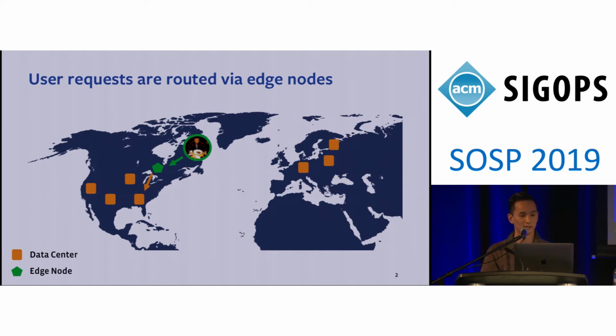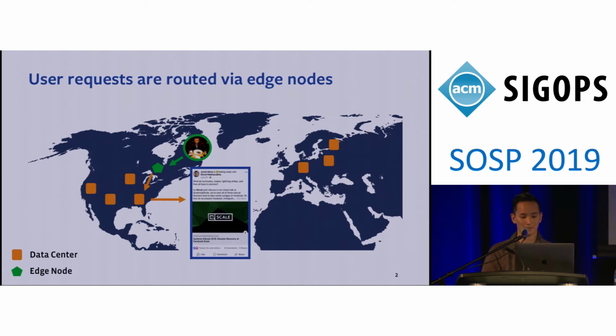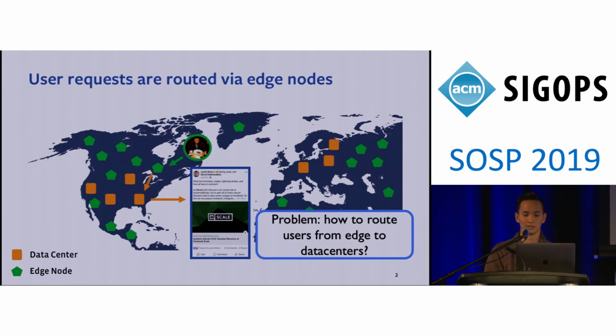Depending on the request, the web server may need to call into several backend services for further processing. When done, a response is returned to the user. The reality is that Facebook has lots of these edge nodes routing to lots of our data centers. And in this talk, I'll be going over how we decide to route users from these edge nodes to our data centers.